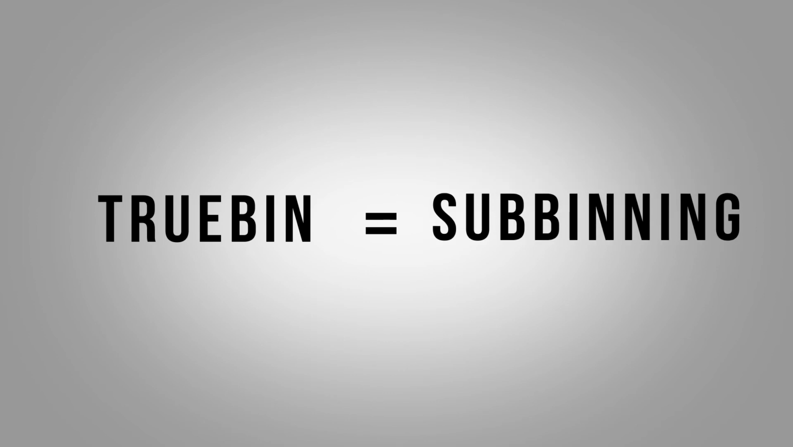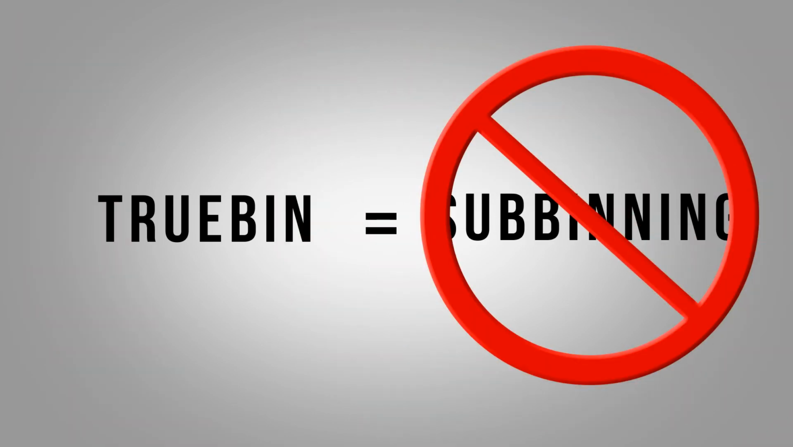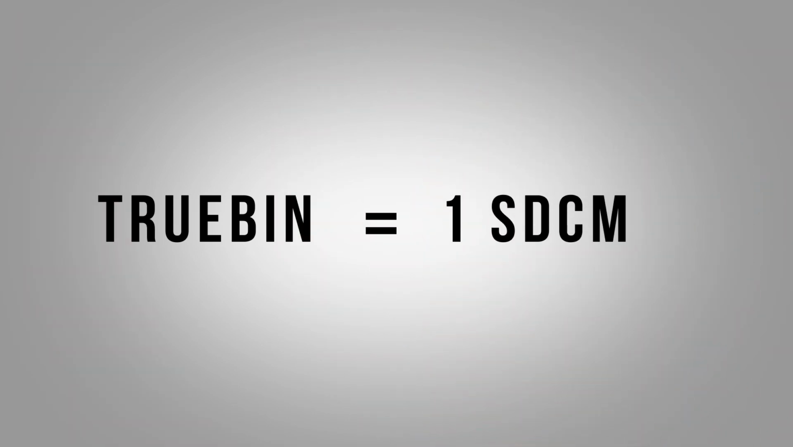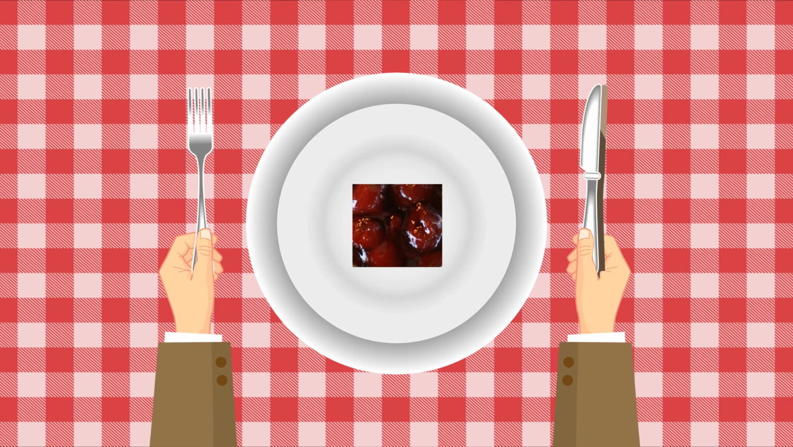PreciseLED's newest standard, called TRUEBIN, doesn't use subbinning. We guarantee that the LED strip will fall into this sweet goodness of one binning step, or 1 SDCM, without any subbinning. So you get perfectly consistent color every time.